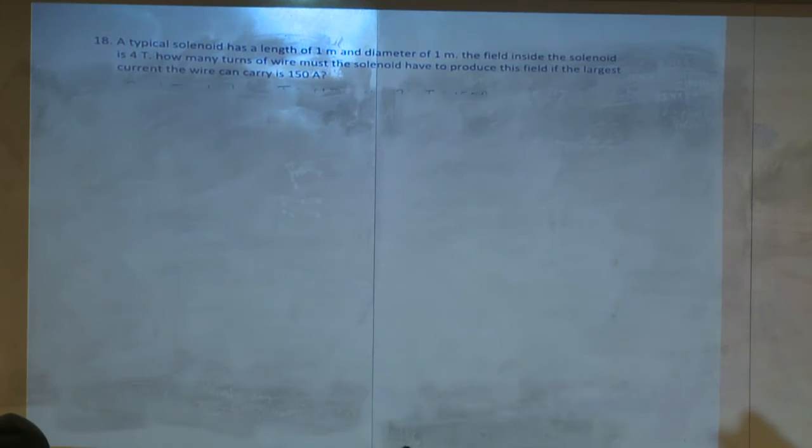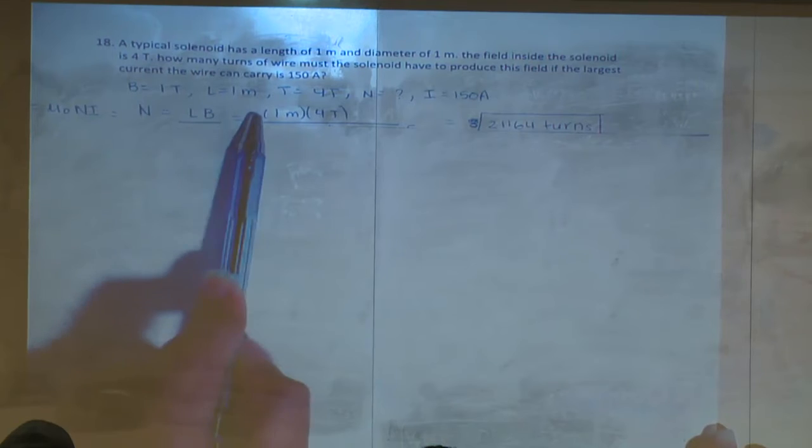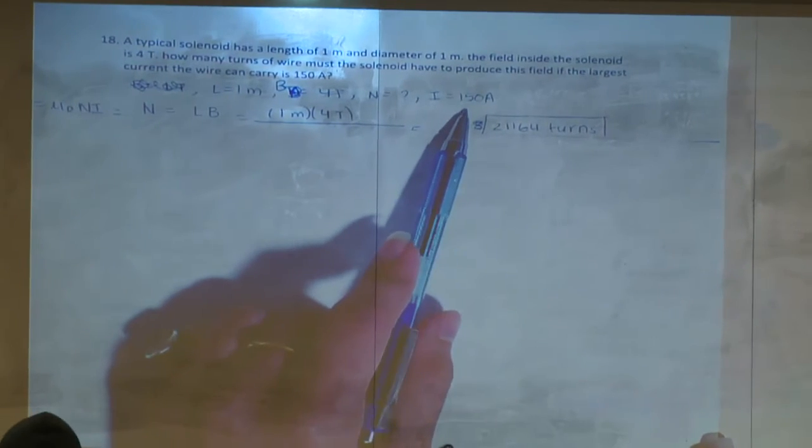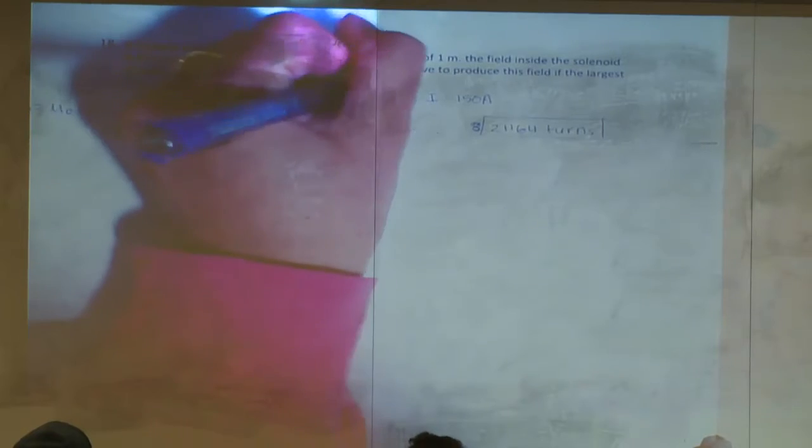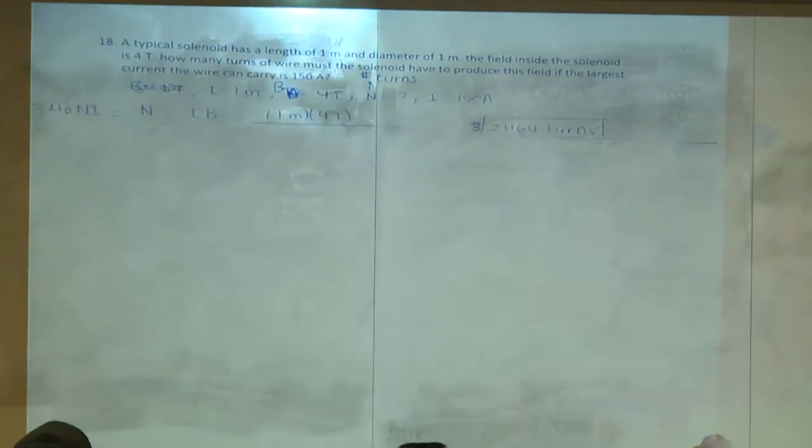Okay, so we're given the magnetic field. B, the magnetic field, is measured in Teslas. Length is 1 meter. So the magnetic field is 4 Teslas. The current is 150 amps. And N is for the number of turns, right? N stands for the number of turns.